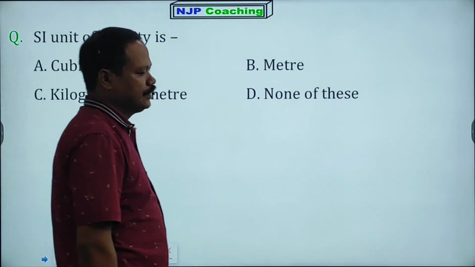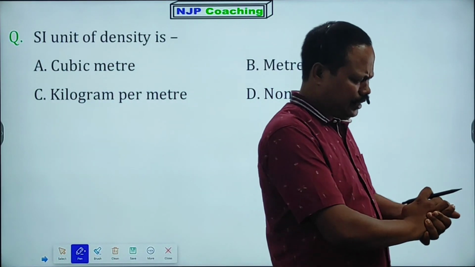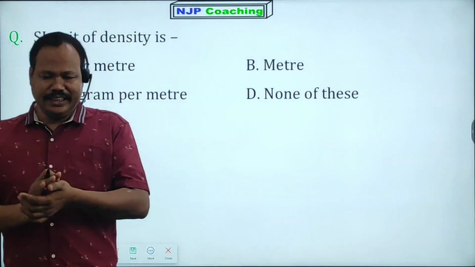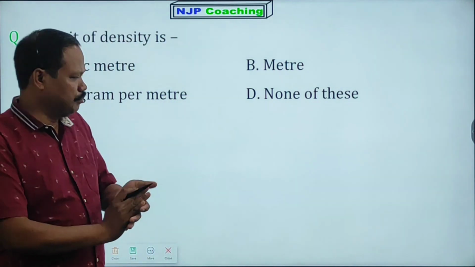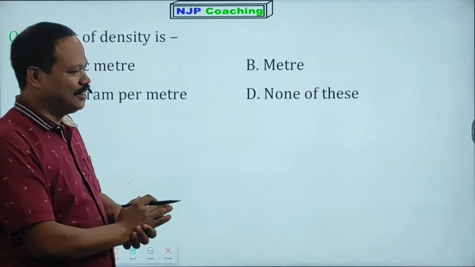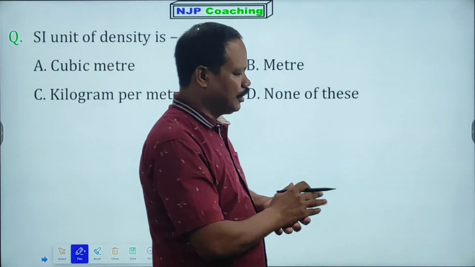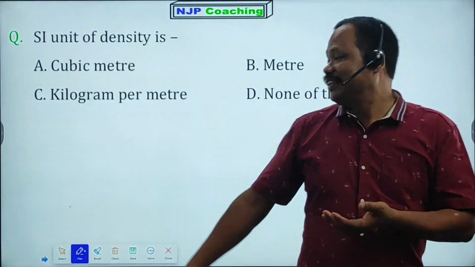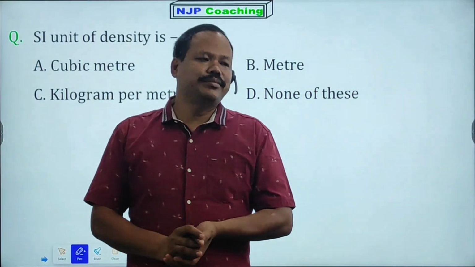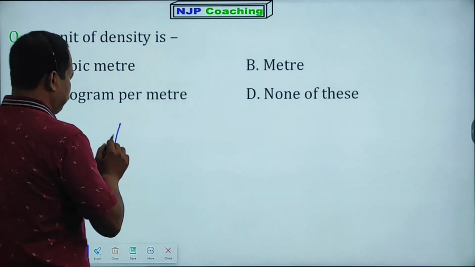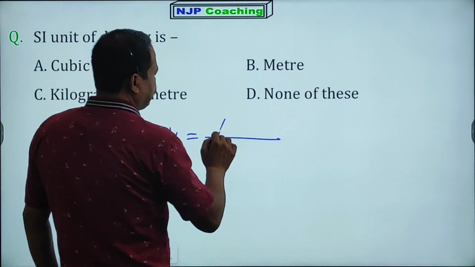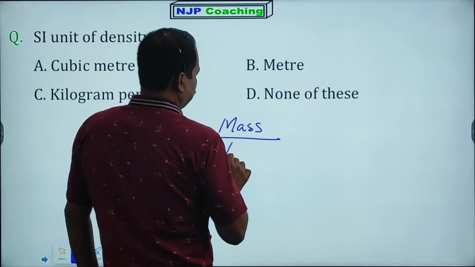Yeah. SI unit of density. There are two types of densities, mass density and optical density. I am not coming to optical density; that is a different concept, you will learn it later. This density is mass density. First, you have to know what is density, mass density. Density is equal to mass by volume.